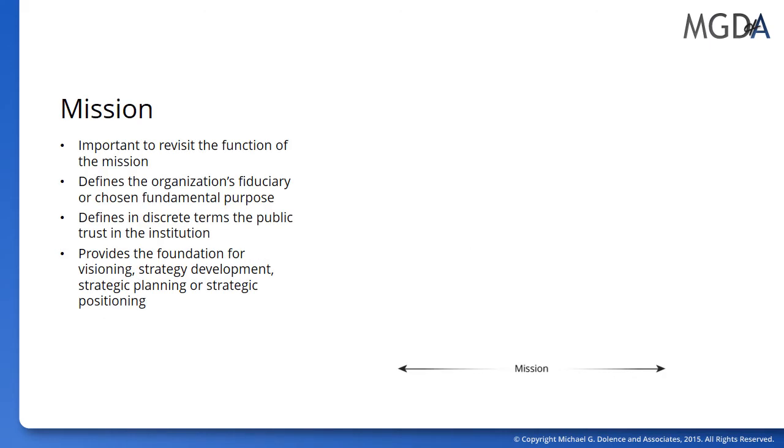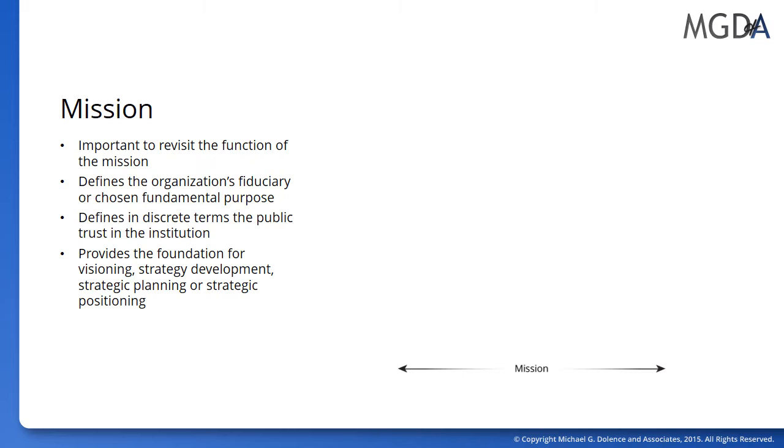Most institutions begin a strategic planning process with reflection on the mission of the institution, and professional planners agree that it is important in this process to revisit the function of the mission as a strategic element in planning. The mission defines the organization's fiduciary or chosen fundamental purpose for being. Fiduciary means the public in general and potential enrollees specifically trust the institution to perform the function.